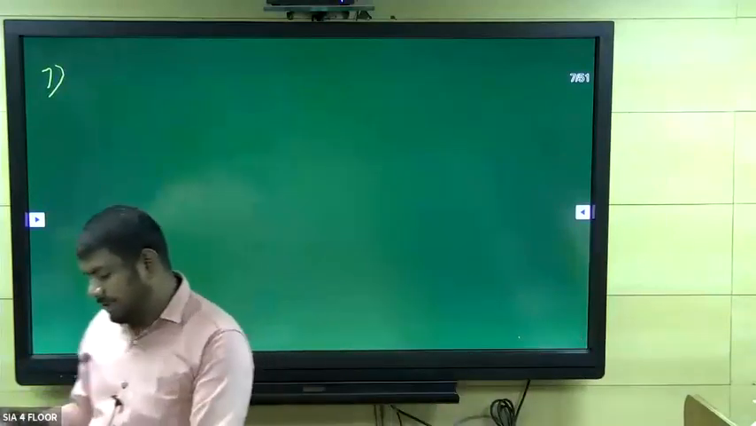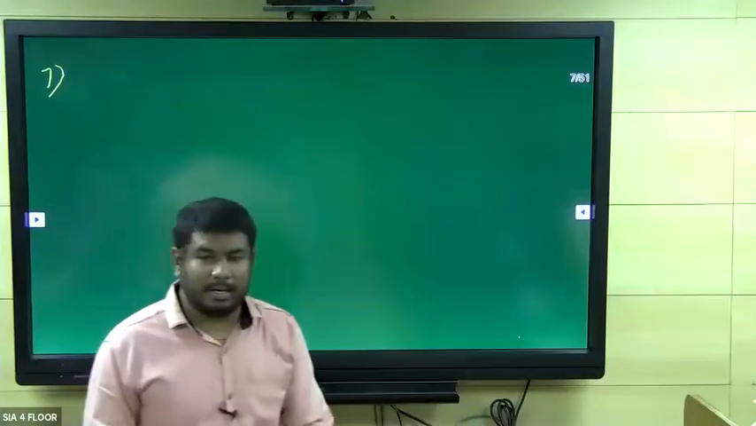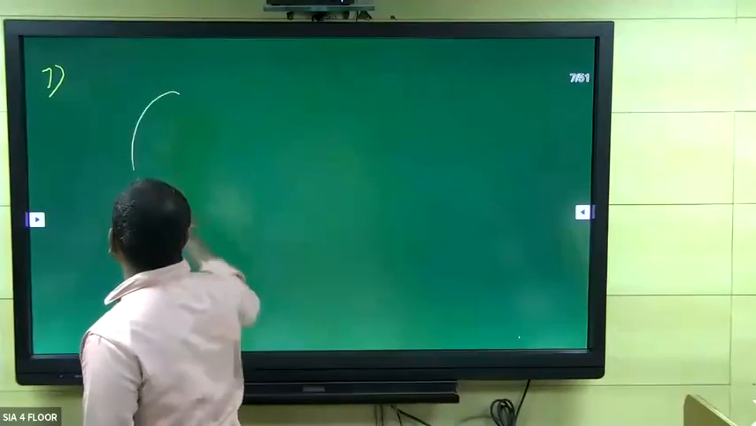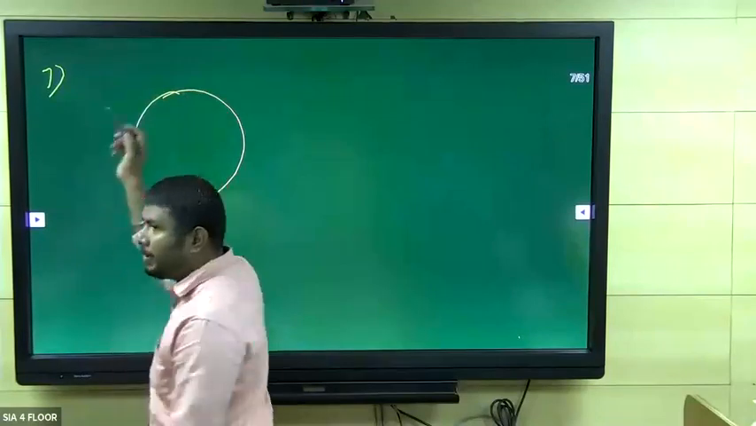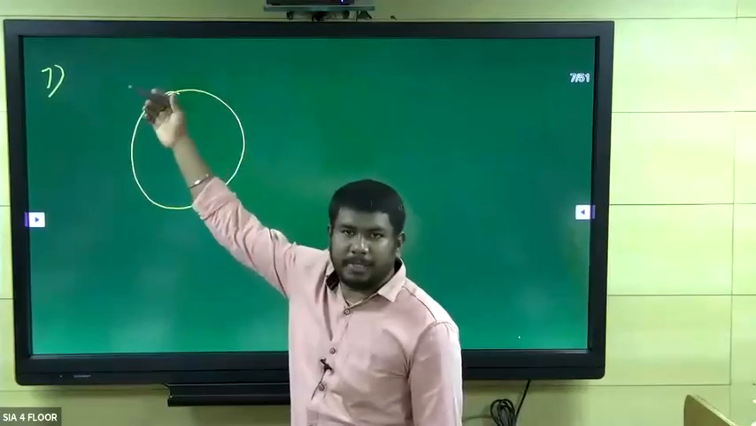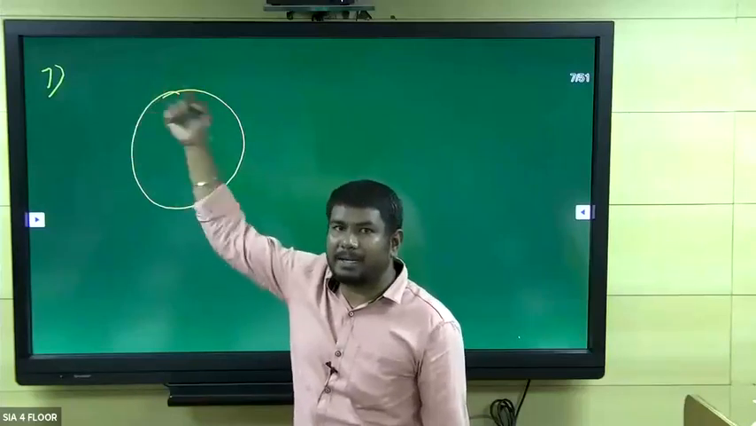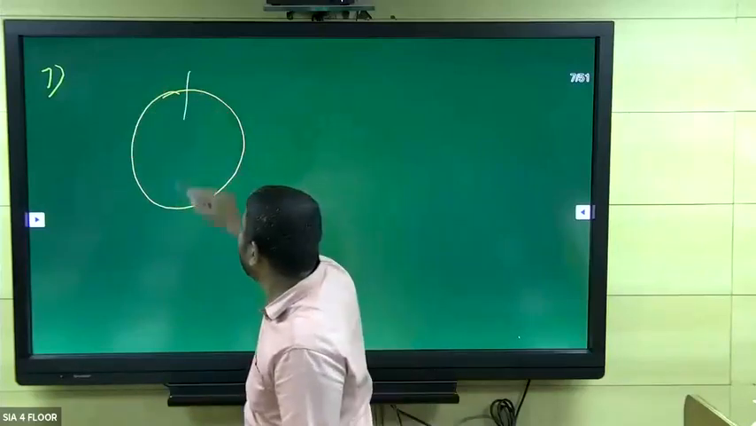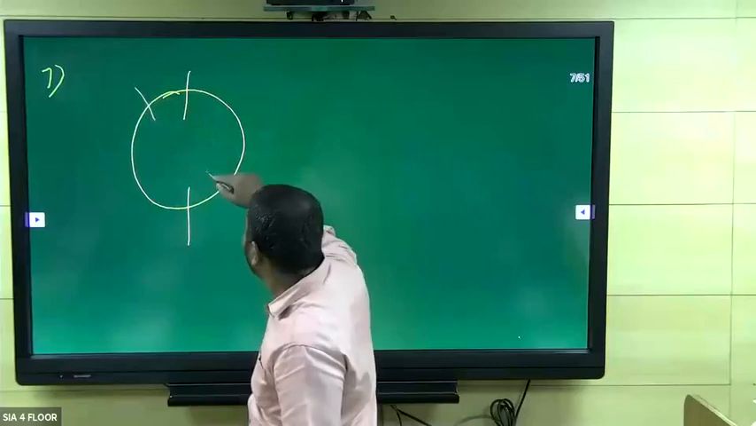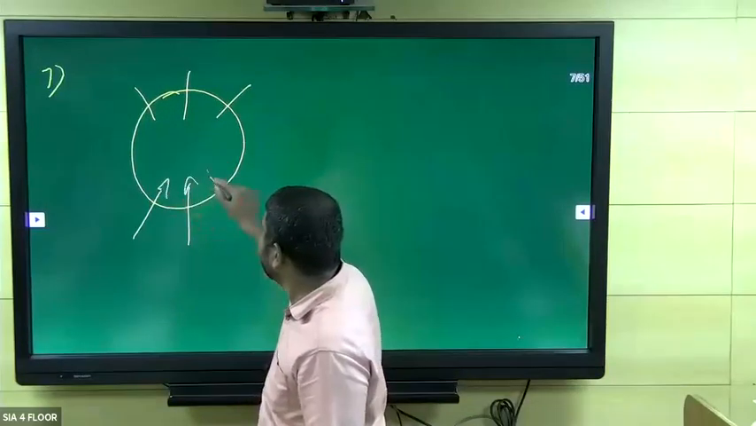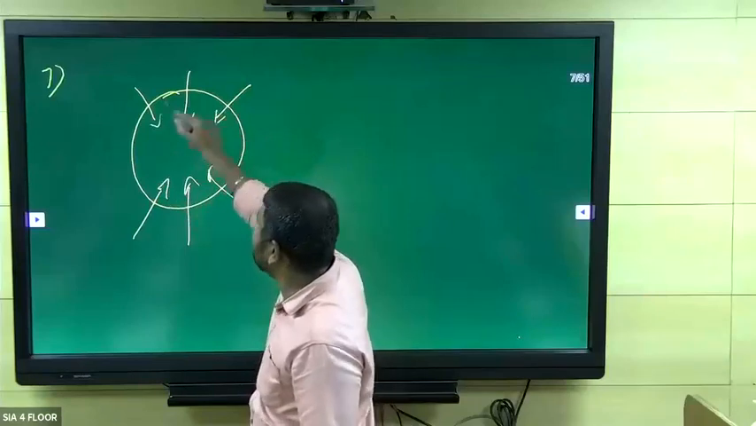Read the seventh question. Six persons are sitting in a circle facing one another. Circle facing each other means they all are facing inside the circle. How many persons? Six persons. Six means an even number, so we should draw each line exactly opposite to the other. 1, 2, 3, 4, 5, 6. All are facing each other, so that means facing inside the circle.